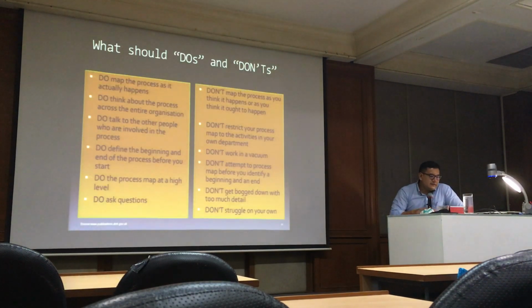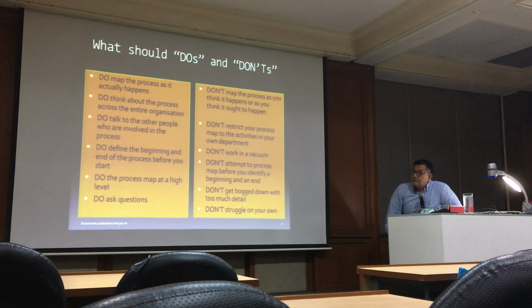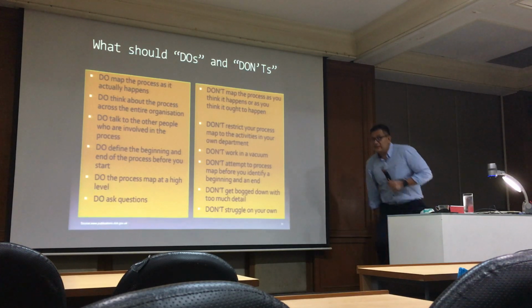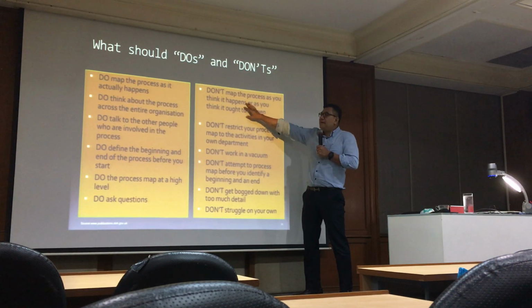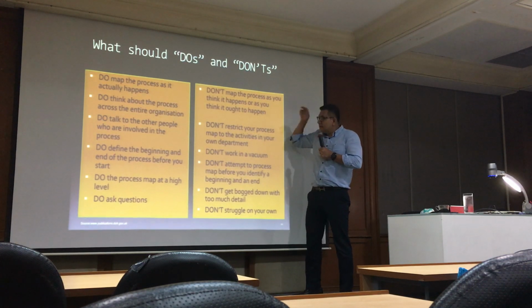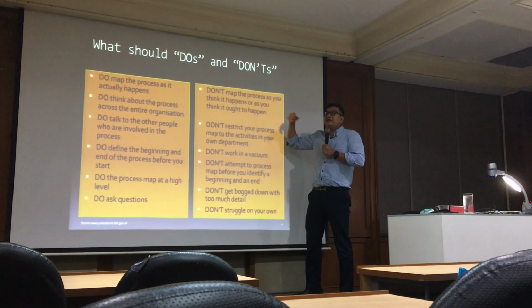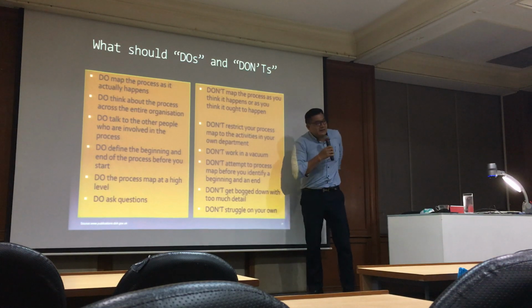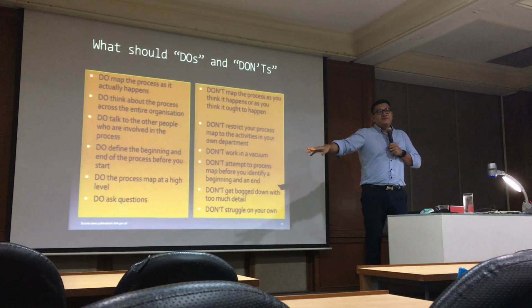And lastly, for the process map, this is what you should do and not do. What you should do is map the process as it actually happens. But don't map the process as you think it happens or as you think it ought to happen. This is the thing I just mentioned. Mostly management does things like this: they don't map the real process. They map the process they think it should be, because they don't go to see the real one. The process they went through before may be different from the current process that the subordinates perform.